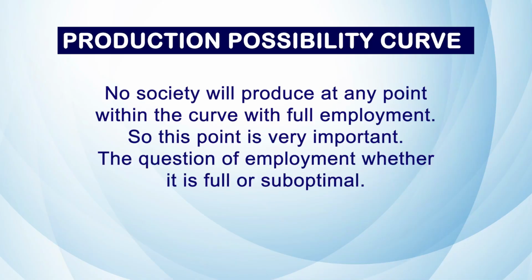So here the PPC shows the frontier beyond which production cannot be carried on with the available resources and technology. So what does that mean? I'll explain, just hold on for a moment. No society would produce at any point within the curve with full employment. This point is very important. It's the question of employment, whether it is full or suboptimal. So let's very quickly draw a diagram and then focus on these concepts.